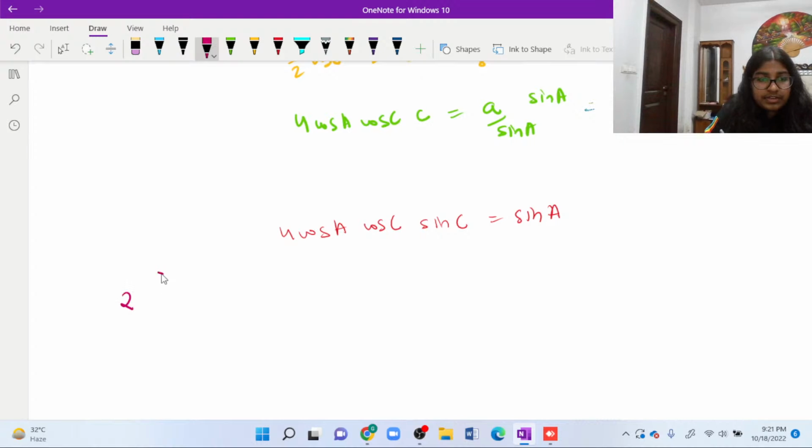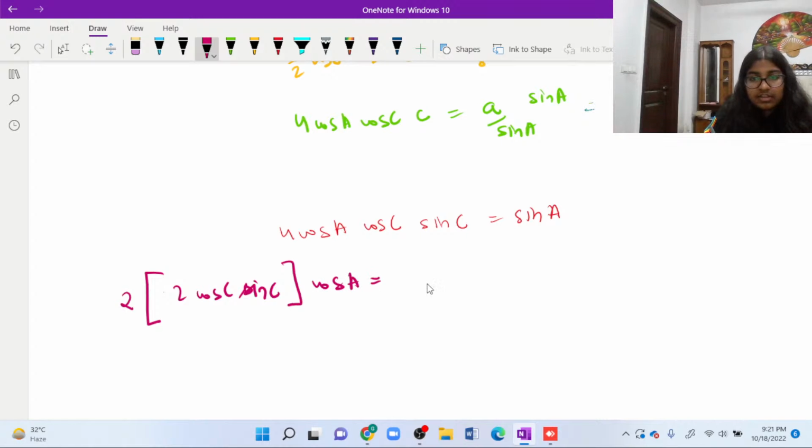Now we write it as 2 cos C sine C cos A equals sine A, which is 2 sine of, this is just sine of 2C cos A equals sine A.